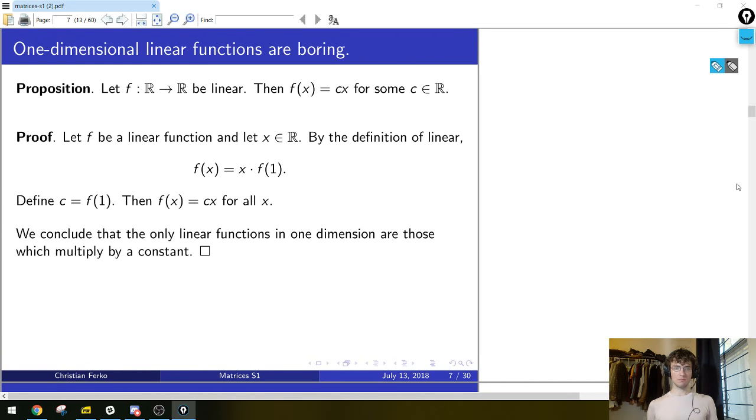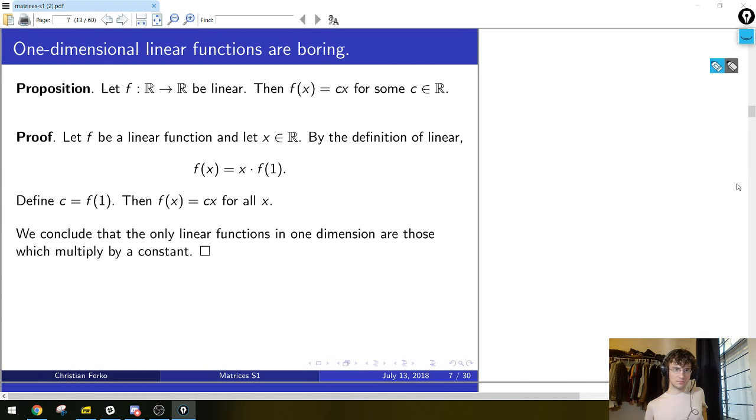Orban is silent, so I'll do it. Yes, I was going to say I volunteer Logan as tribute. Proposition. Let the function... Okay, I don't quite know how to word this. Let f from R to R be linear. Then f of x equals c times x for some c in the reals. Yep, in the reals.